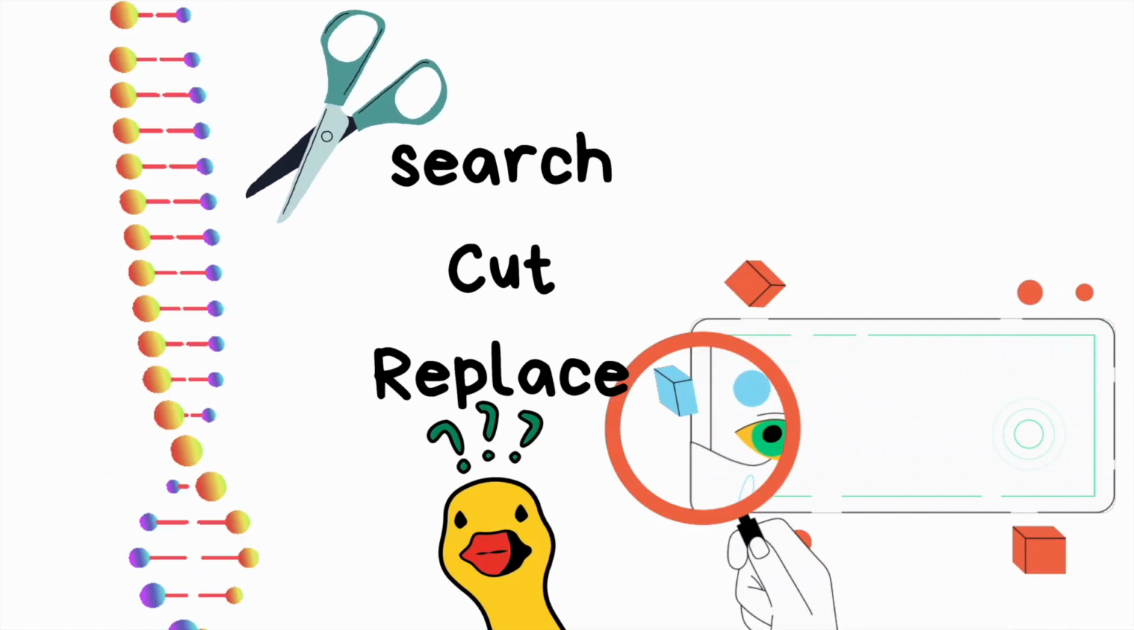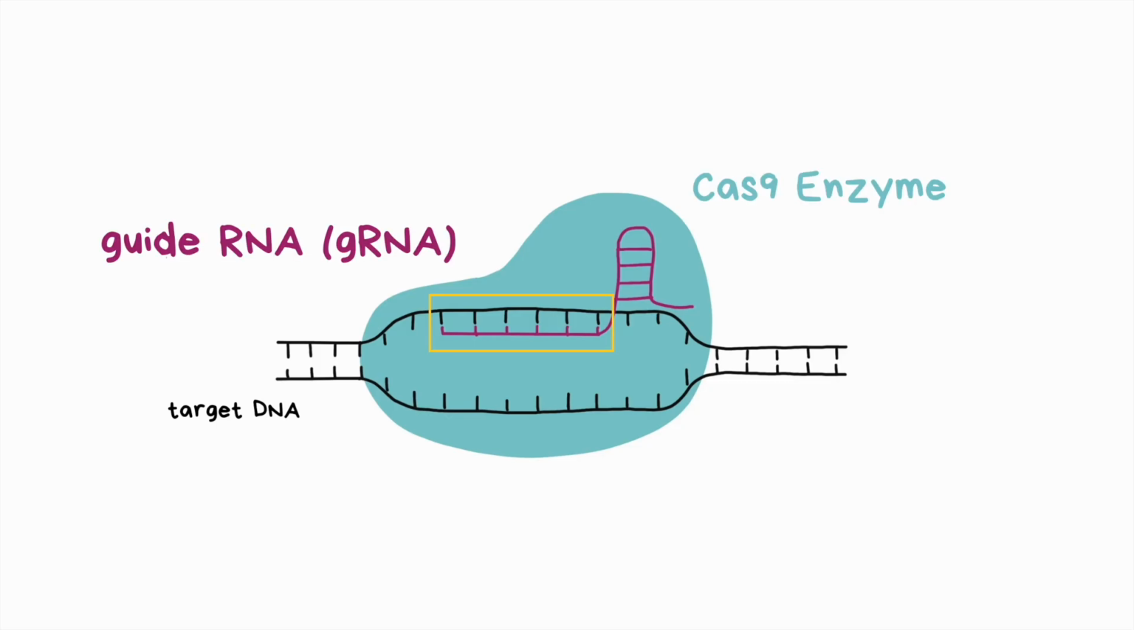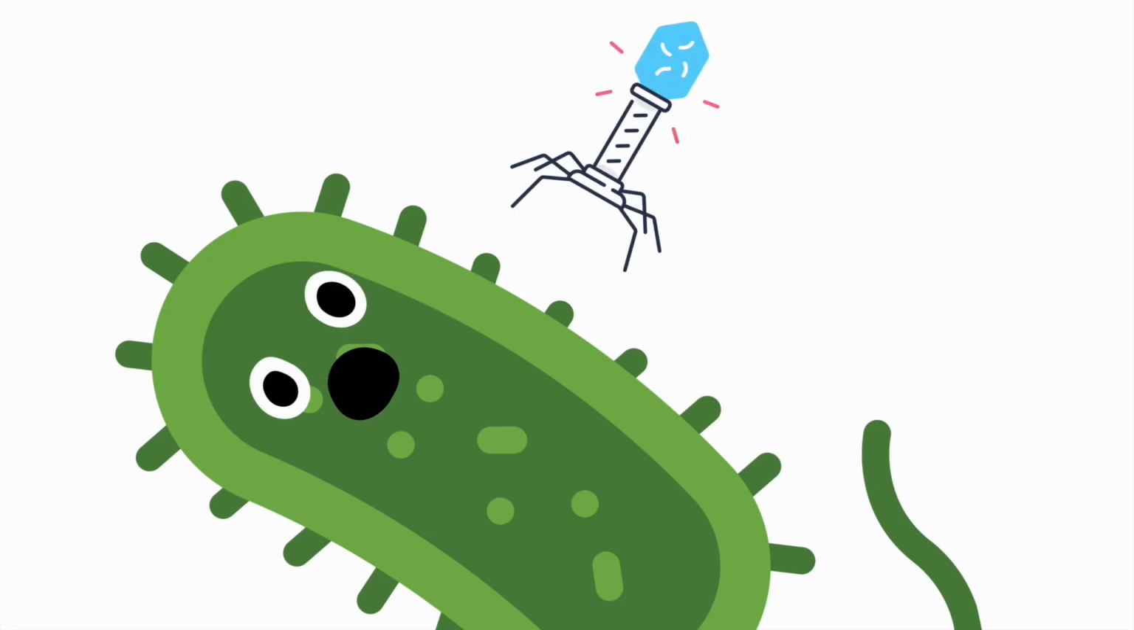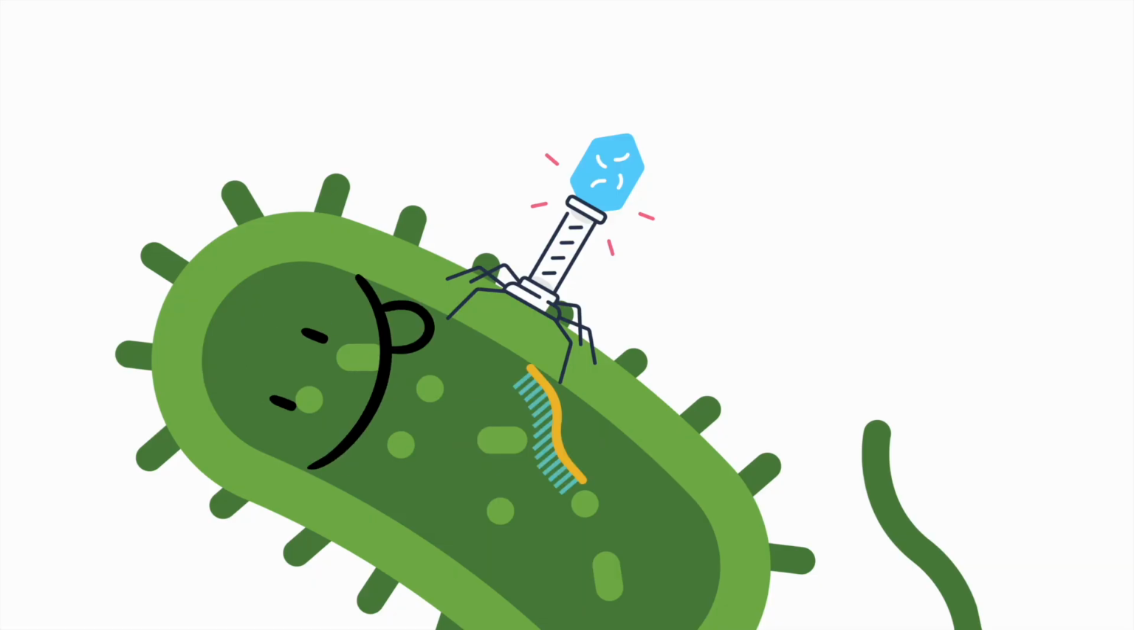The CRISPR components include the target DNA, Cas9 enzyme, guide RNA or gRNA, and the PAM sequence. Once a bacteria detects the presence of a pathogen, it produces a gRNA containing the complementary sequence of the virus. The Cas9 is a nuclease enzyme that is able to act as a molecular scissors cutting DNA.